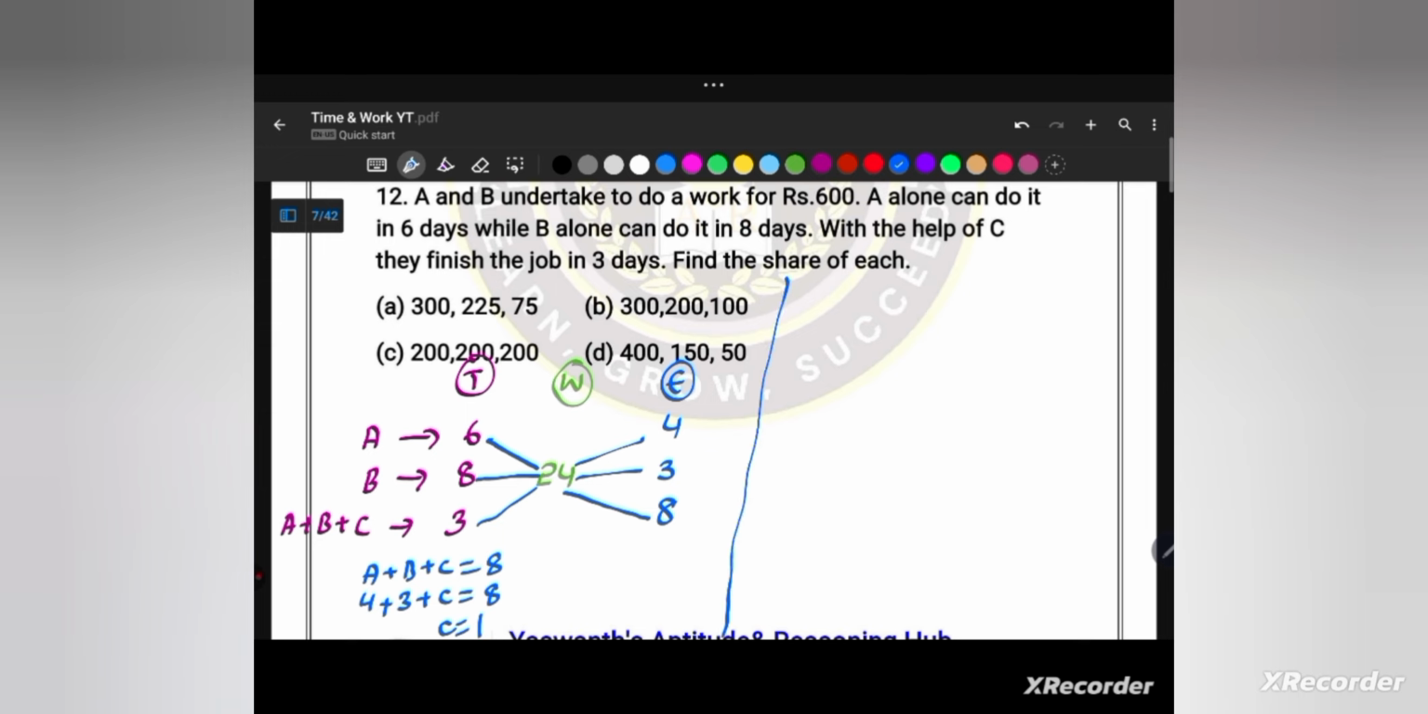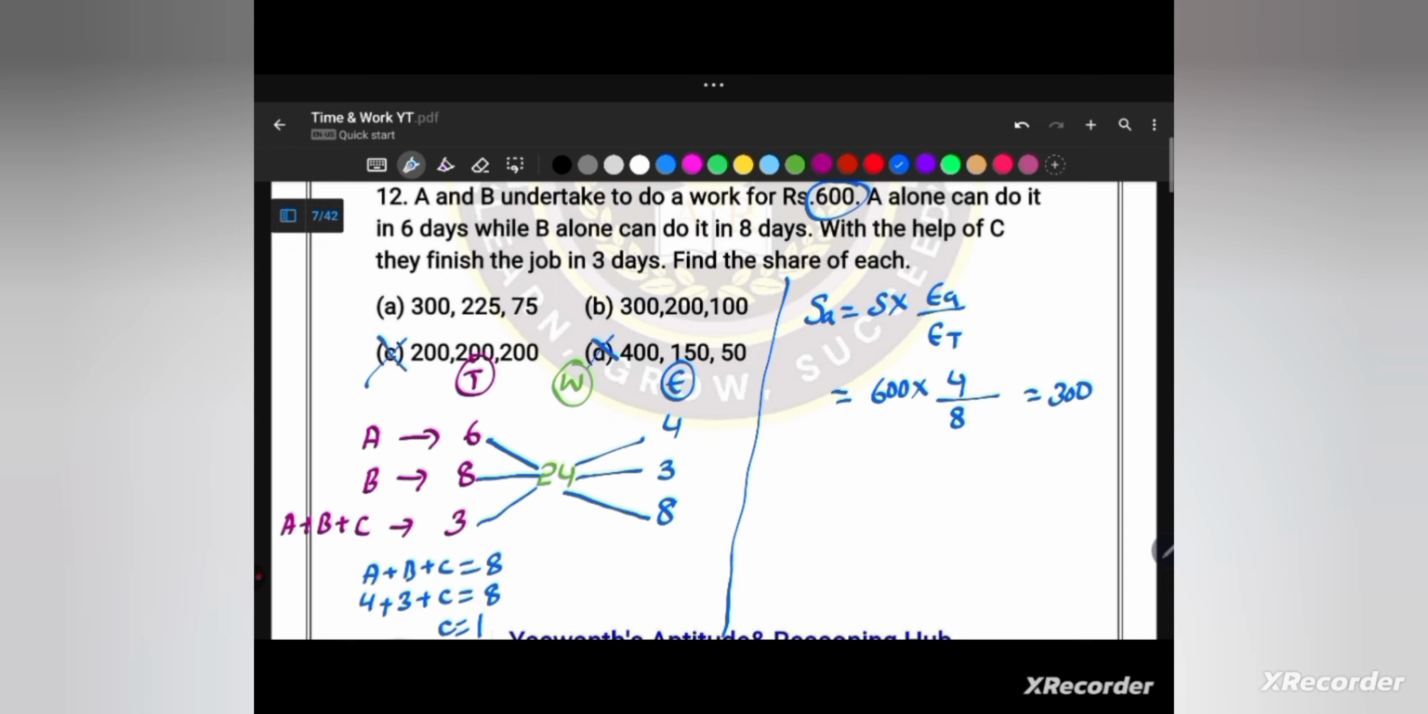Now the efficiency share of A will be equal to total share into efficiency of A by total efficiency, which will be equal to, how much total amount they are getting? 600. Total 600. In that, what is the efficiency of A? 4. 4 by, what is the total? 8. That means 1 by 2. It will be 300. So again, eliminate options C and D.